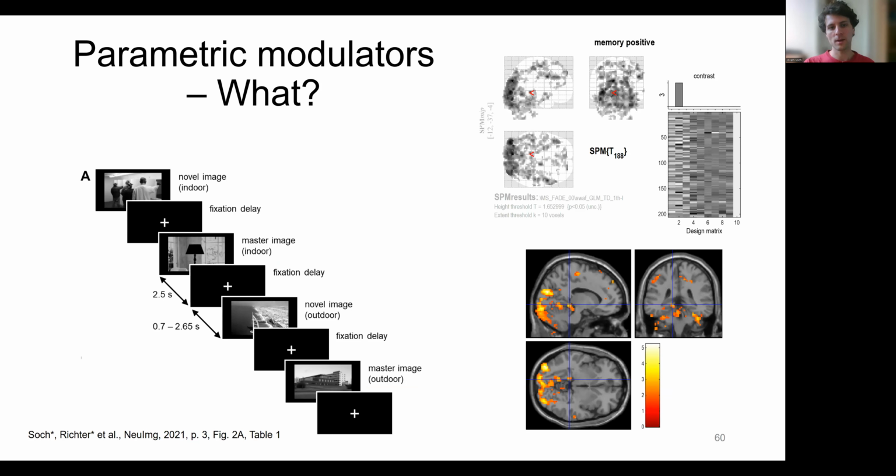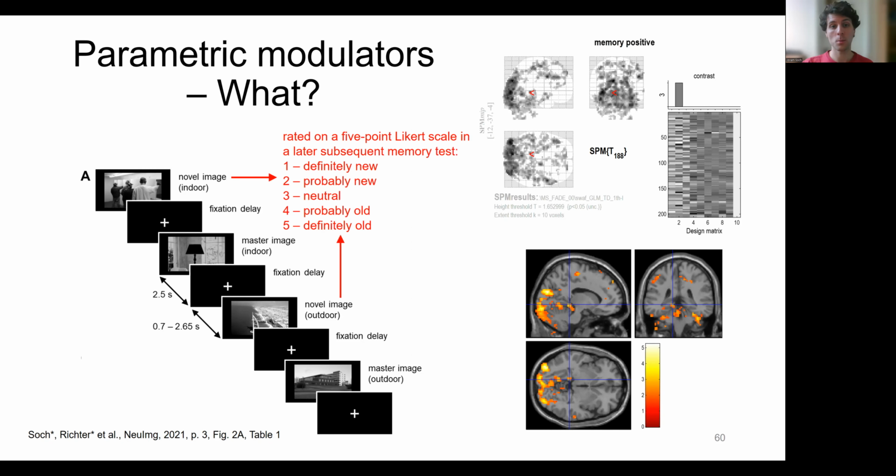So if you remember the presentation of the experimental design, I said that all the novel images from encoding are later presented in a retrieval session, and subjects are asked to rate them on a scale ranging from 1 to 5. And we now take these values, 1 to 5, scale them a bit, and add them as a parametric modulator regressor into the design matrix. And this is what the second column consists of.